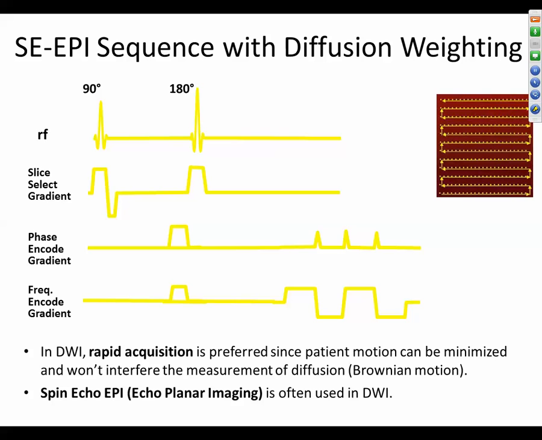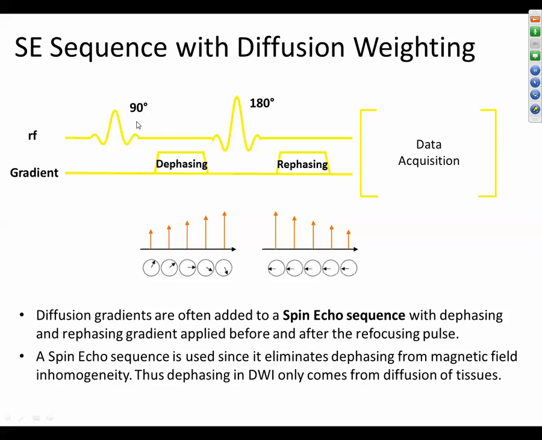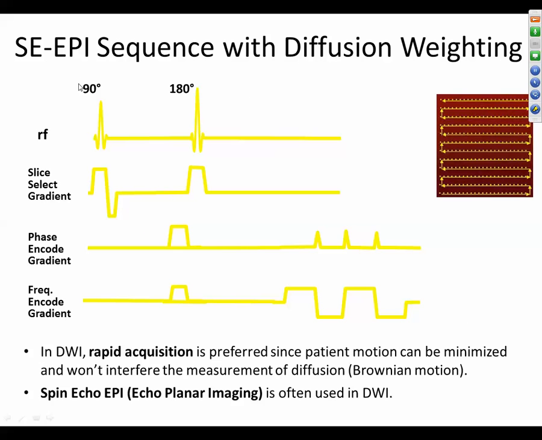So how are these different than? Yeah. So here is spin echo, right? Here is spin echo EPI. Because with spin echo, you can have fast spin echo. That's 90 degree plus 180 degree.